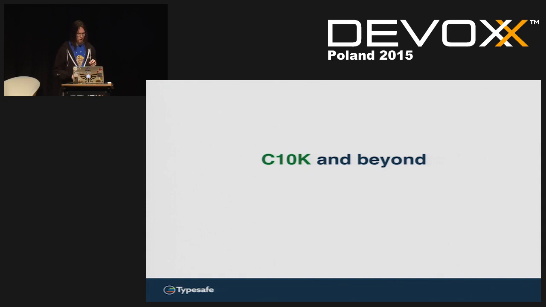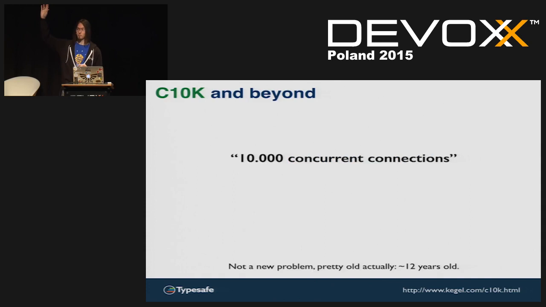Okay, so C10K, who has heard the term? Okay, so I'll explain it a bit more than the previous sections. C10K means 10,000 concurrent connections, and it's by no means a new thing. But why am I talking about it? I'm talking about it exactly because not many people raise their hands.